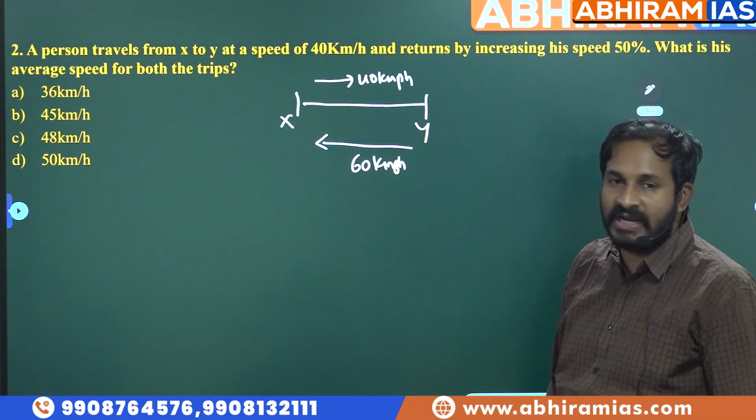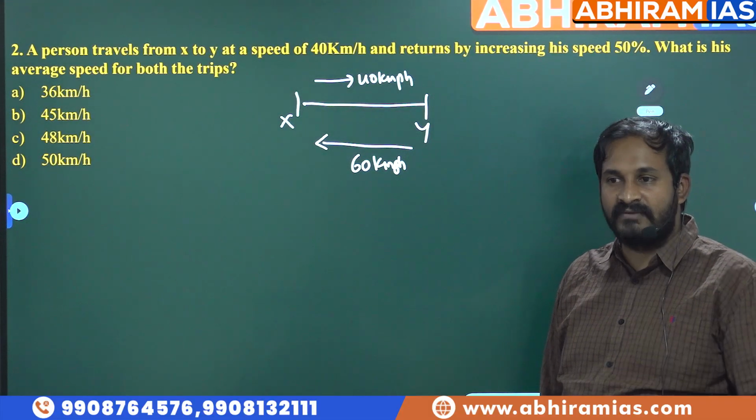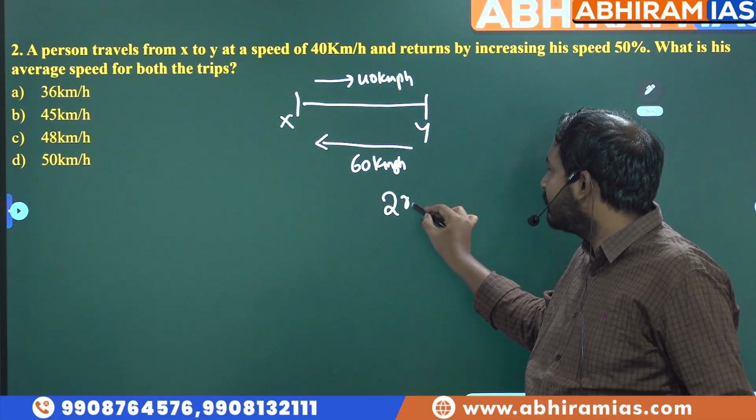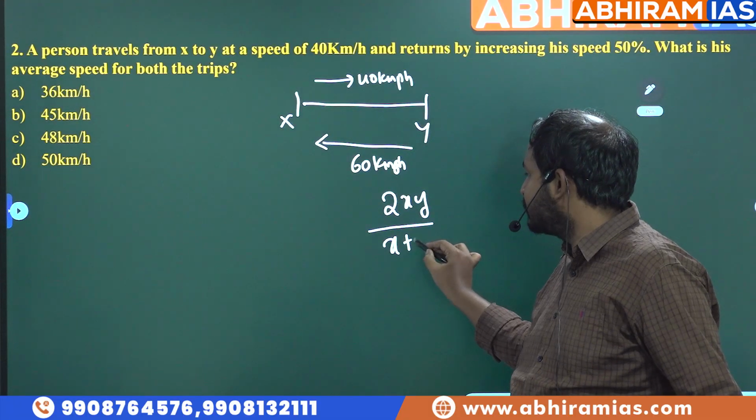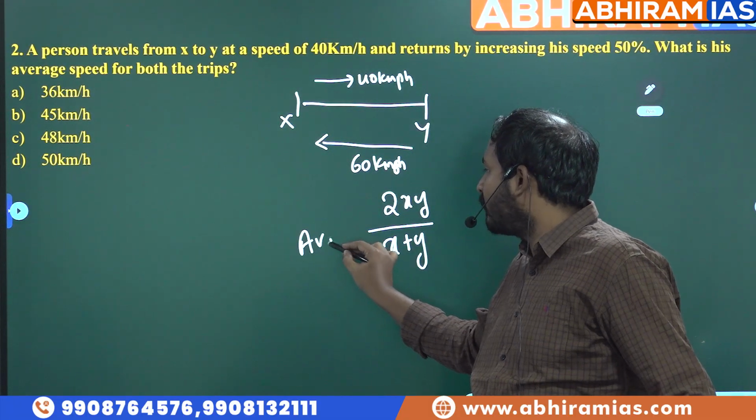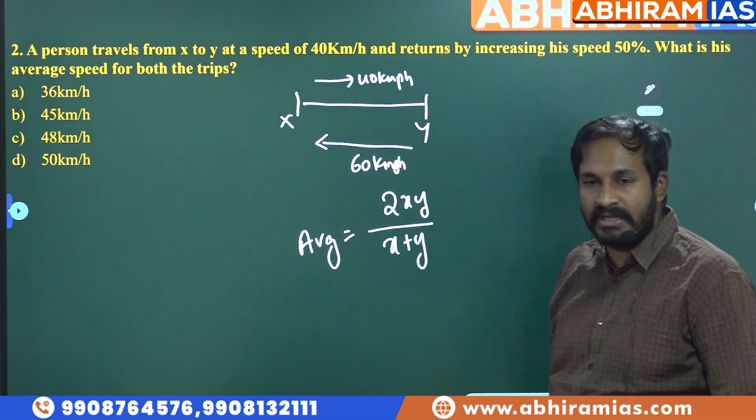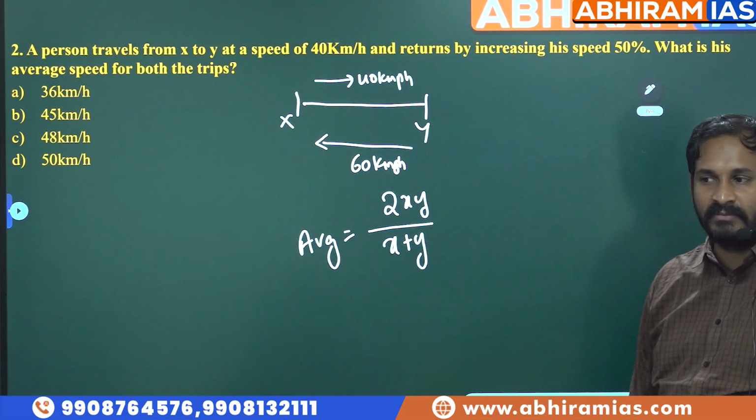Now what is the formula for average speed if a person goes to a place and returns from that place? When distance is constant, the average speed formula will become 2xy by x plus y.